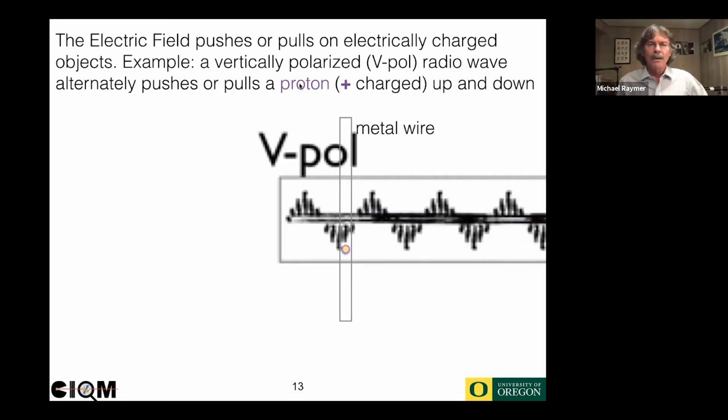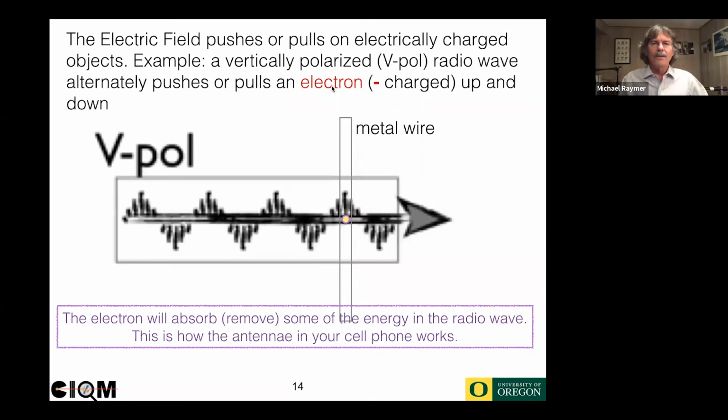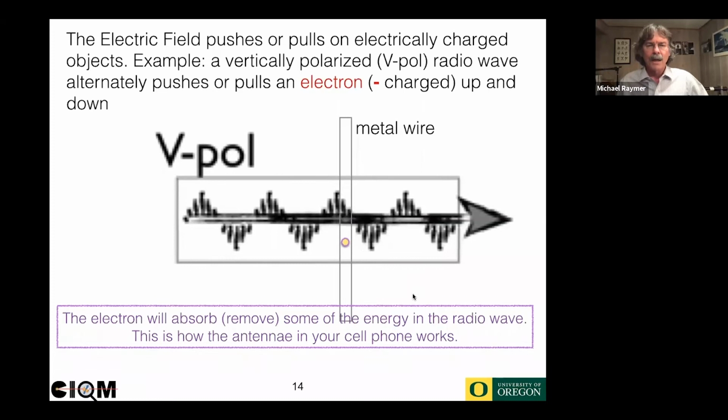A proton moving, if a proton could move freely in this region, it would move up and down like that because the proton with a plus charge is pushed in the direction that the electric field is pointing. However, if we have an electron, which has a negative charge, it gets pushed in the opposite direction from the way the field is pointing. So I animate this, and you see it gets pushed oppositely.